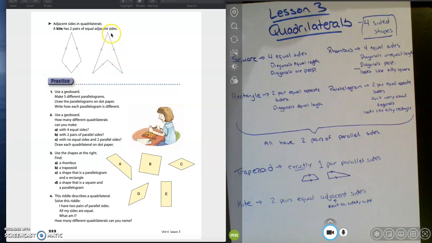These two sides are next to each other. They are connected at a vertex. They are equal length. These two sides are connected to each other by a vertex. They are side by side. They are adjacent, and they are equal length. So this four-sided shape is classified as a kite.